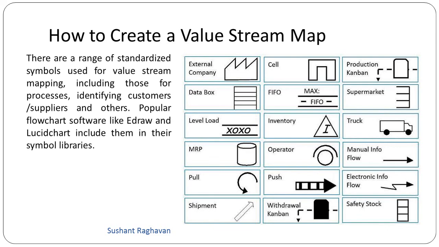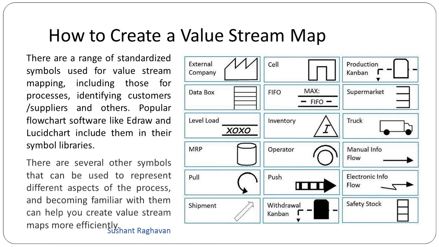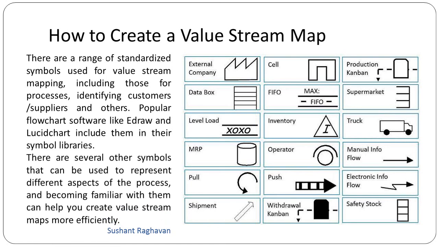There are a range of standardized symbols used for value stream mapping, including those for processes, identifying customers, supplies, and others. Popular flowchart software like eDraw and Lucidchart include them in their symbol libraries. There are several other symbols that can be used to represent different aspects of the process, and becoming familiar with them can help you create value stream maps more efficiently.